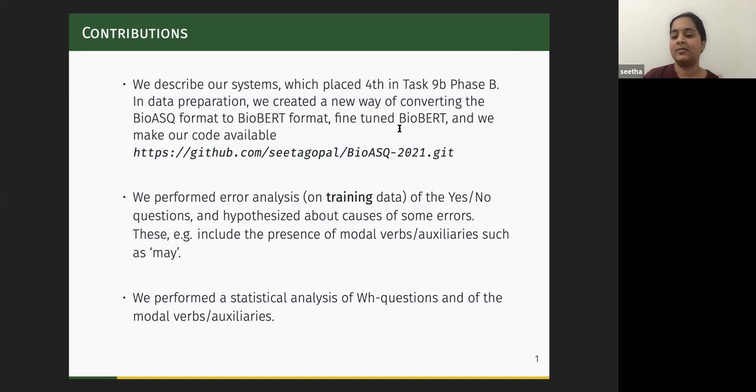As we all know, BioBERT is one of the state-of-the-art models, but it also fails and predicts some of the questions wrongly. To understand where the model fails, we performed an error analysis on the training data, particularly on yes or no questions, and we hypothesized some causes of the errors, which include the presence of modal verbs such as may. We also performed statistical analysis of the WH questions and of the modal verbs.